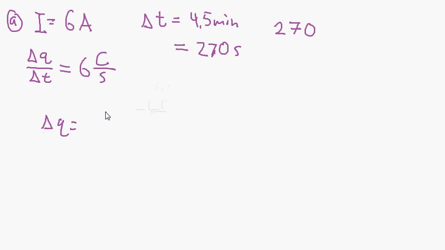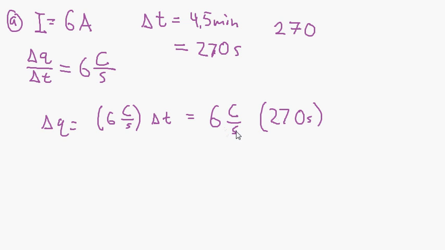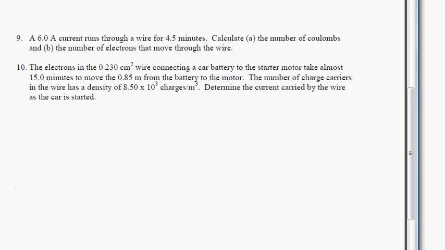Okay, so the total charge that goes through then, pretty obviously, all we have to do really here is take delta Q is 6 coulombs per second times our delta T, which is 270 seconds. This is so much more detailed than you need, I'm sure. 6 times 70 is 420 plus the 1200, that's 1620. Yeah, okay. So delta Q is going to be 1,620 coulombs. And that's it for part A.